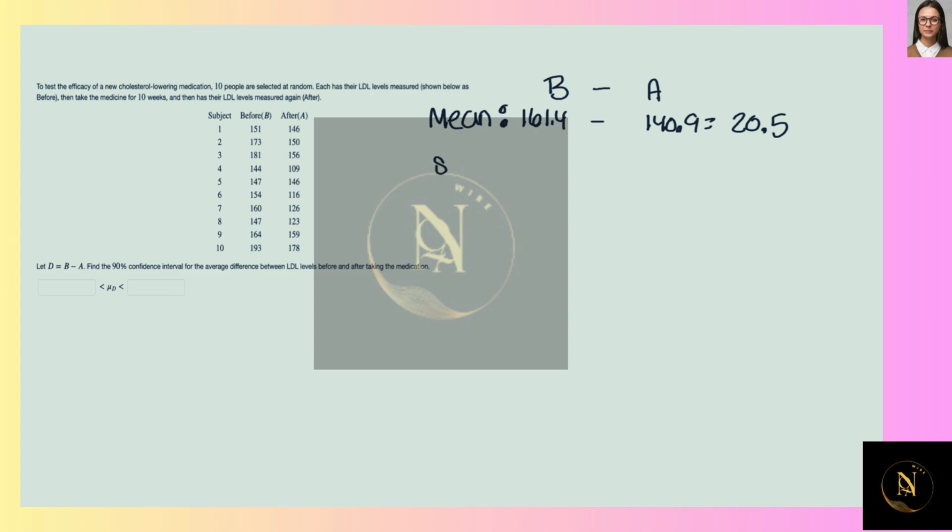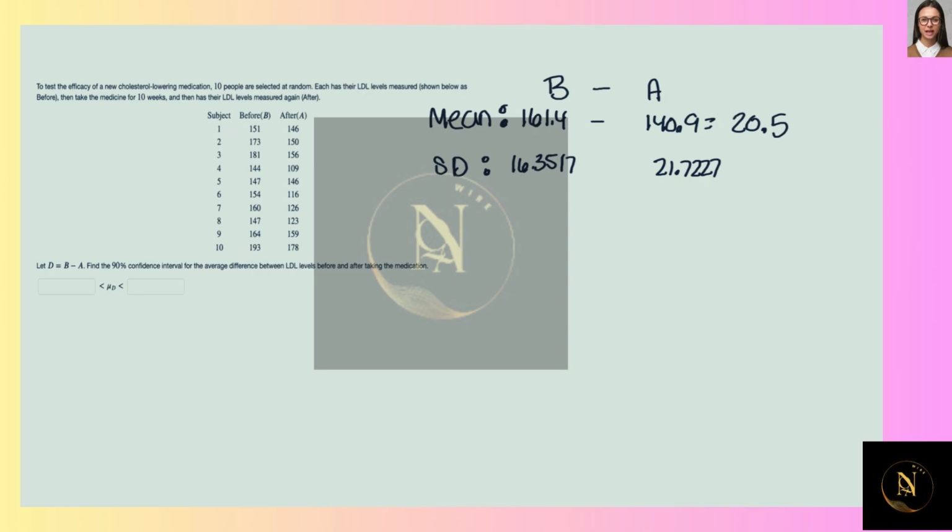And then we have the standard deviation of before, and that is 16.3517. And then 21.7227 is the after. And so what we need to do is we need to pool their variance.